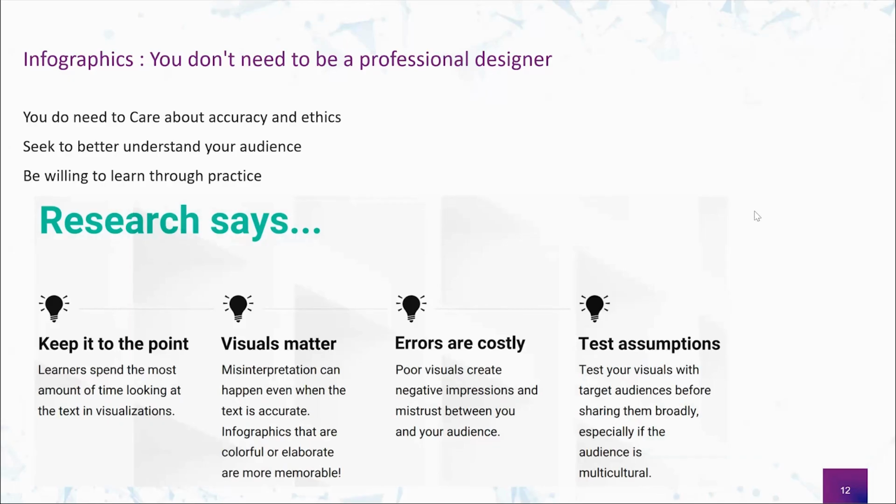You don't need to do research to understand it, but let me say, research says learners spend the most amount of time looking at the text in visualizations. So that's important. You might think your icons and images are great, but people still will be looking at the text within it, so keep that in mind. Second, even though we say visuals, and people look at text and visuals, misinterpretation can still happen even when the text is accurate. Infographics that are colorful or elaborate are more memorable. So it needs to be visual, it needs to be memorable, but it needs to be accurate as well.